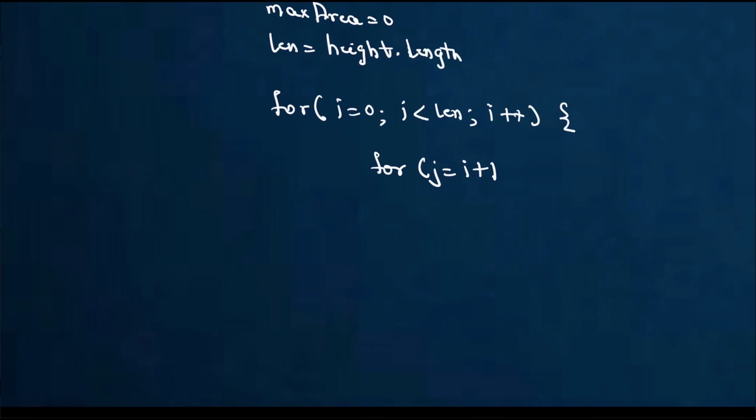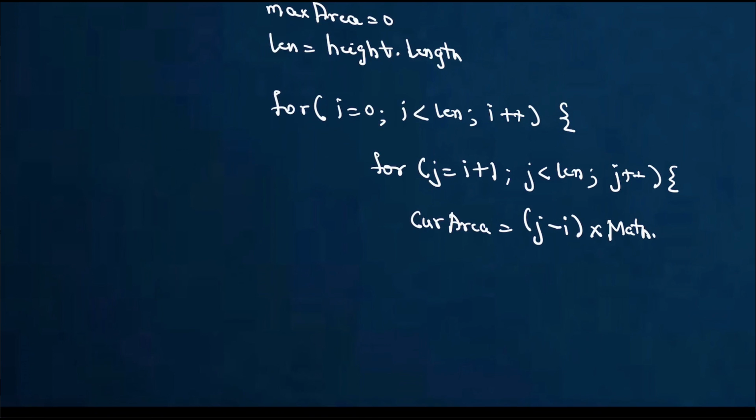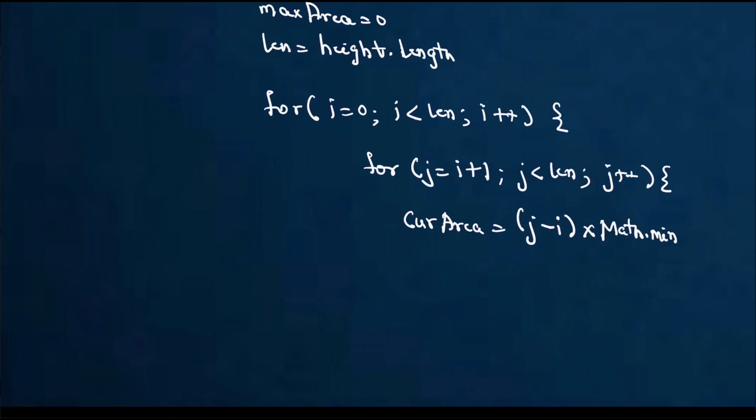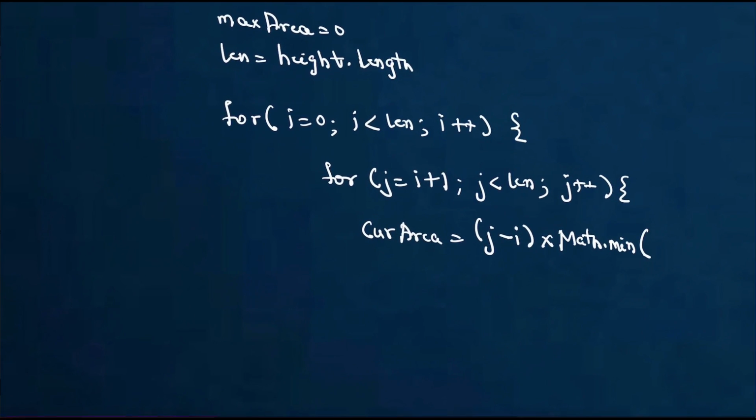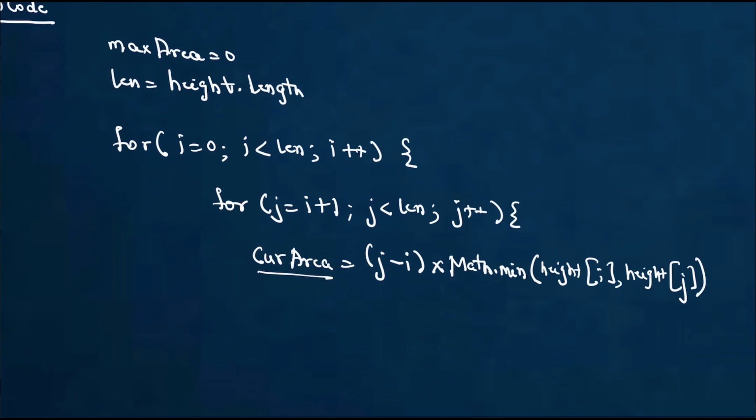We will start the j pointer next to i, with j less than length, and with j we will go till the end, j plus plus. So we will calculate the current area, which is equal to the j pointer minus the i pointer, that is the x-axis distance, which is the width, into the max of the min, whichever is minimum between these 2 points in height. So we will take height of i and height of j. So we get the current area, and we will compare that with max area.